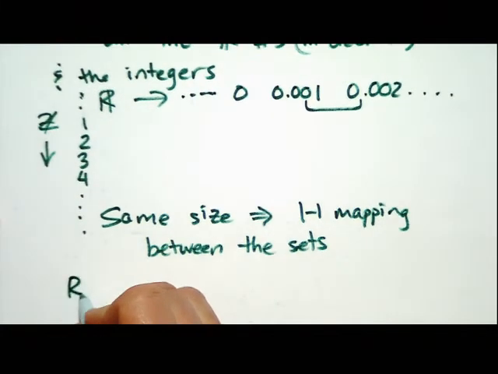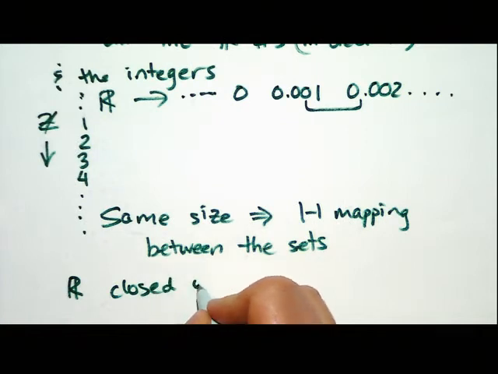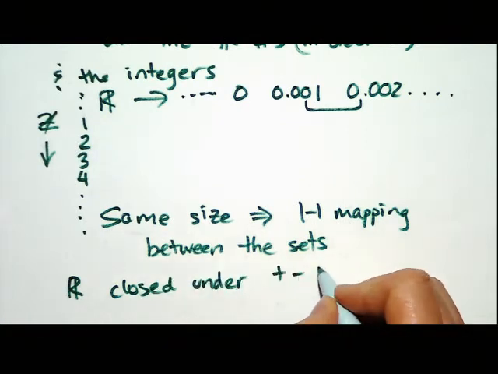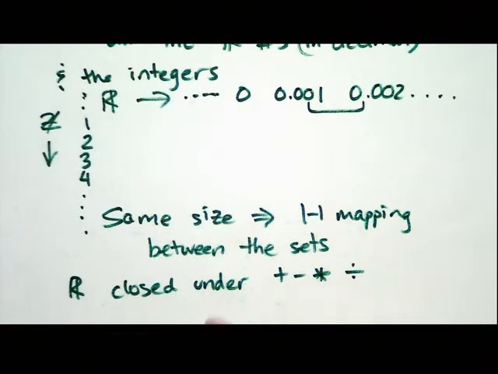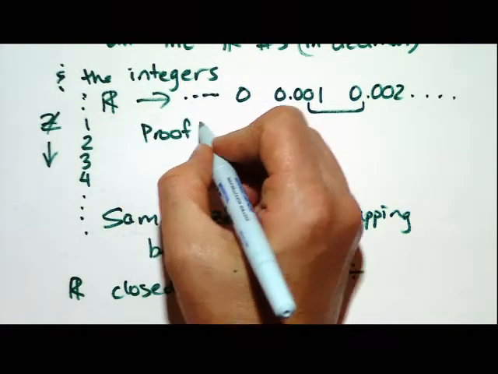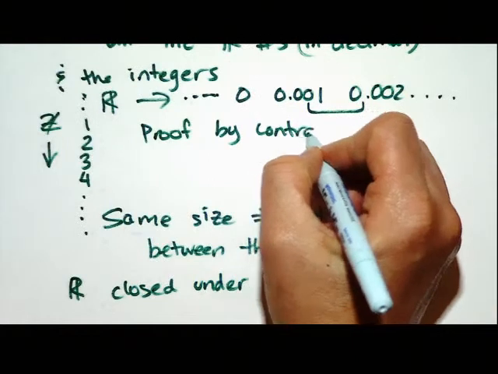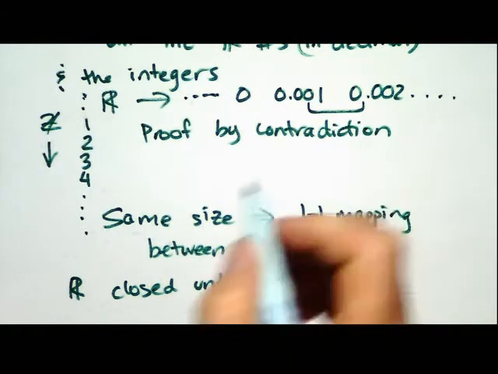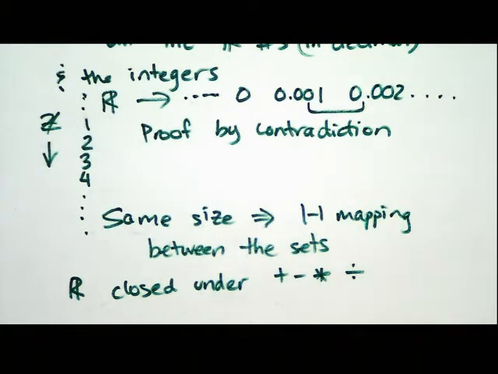Because reals are closed under plus, minus, times, and divides. So this is a proof by contradiction. I didn't write it all down, and you don't need to because you're not going to write a proof like this. But I wanted to show it to you because this is an important process in computer science of trying to figure out the size of something by lining it up with something else and then saying, well, if I can make a one-to-one mapping, then these things are the same size. And that's called diagonalization.